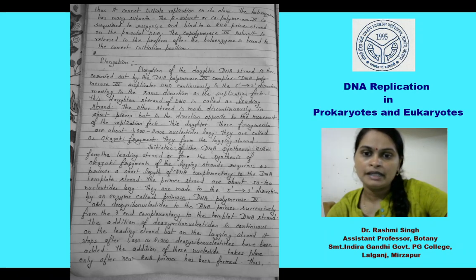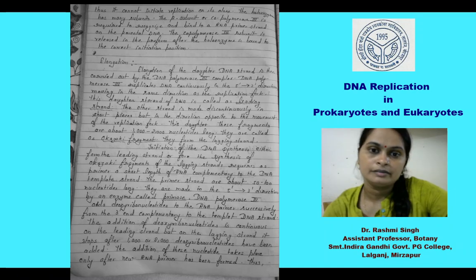But at another parental strand, chain initiation occurs in small fragments with the help of an RNA primer. So there are many small fragments, about 1000 to 2000 nucleotides long. They are called Okazaki fragments, and they form the lagging strand because the chain is formed in lagging pieces. So it is known as the lagging strand.